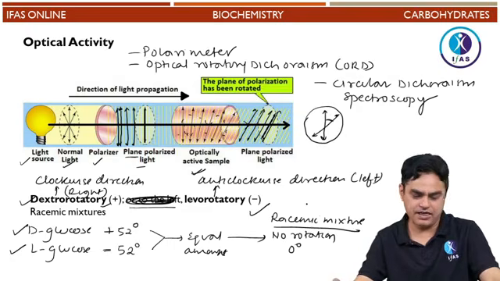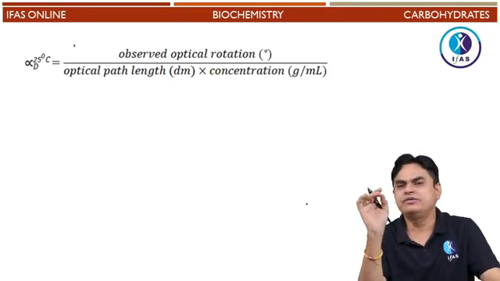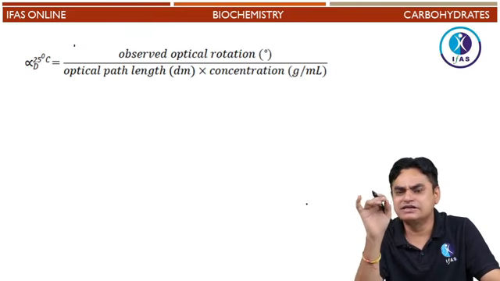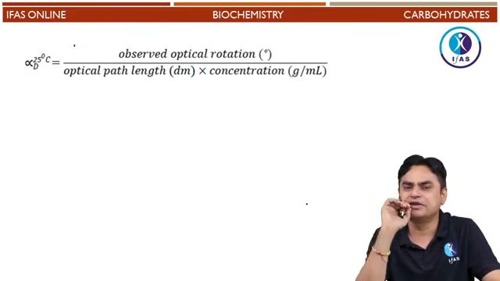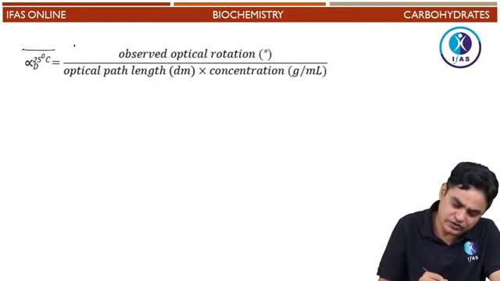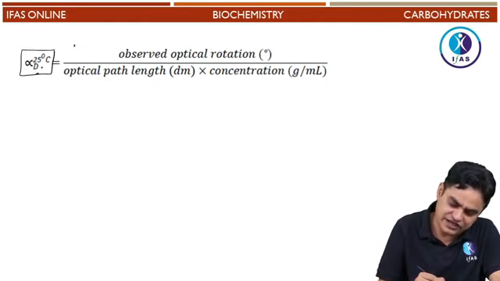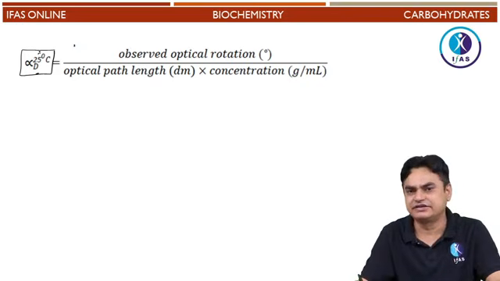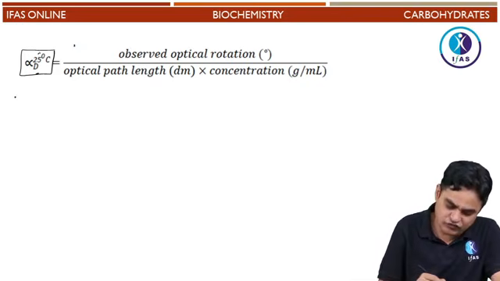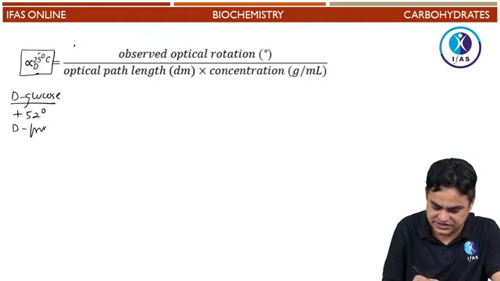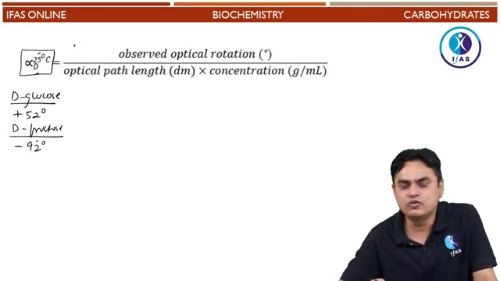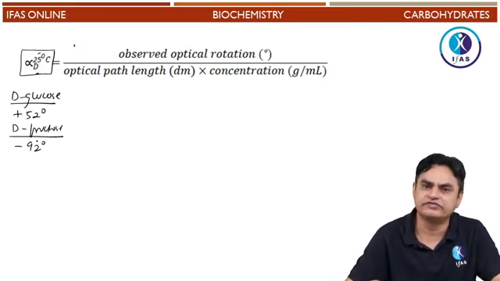Okay, let's move further. Every molecule has a specific optical activity by which it can be identified. So specific optical rotation is measured at a certain wavelength and at 25 degrees centigrade for any molecule. For example, for D-glucose we are saying again and again it is plus 52 degree, or for D-fructose we are saying that this is minus 92. By this it could be identified whether it is D-glucose or D-fructose. Different molecules have different values.